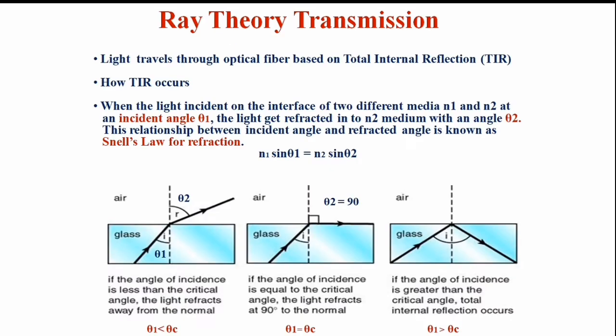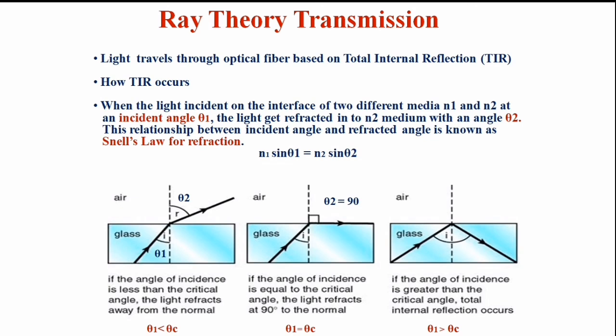Now we go to ray theory transmissions. How does light travel through optical fiber? The light travels through optical fiber based on total internal reflection. How does total internal reflection occur when the light is traveling through optical fiber?